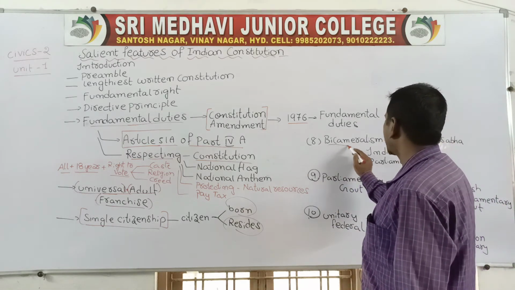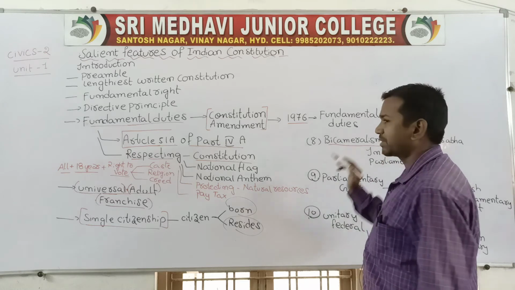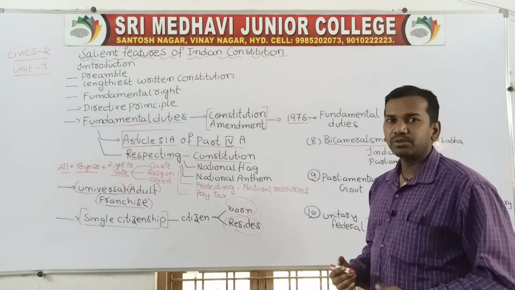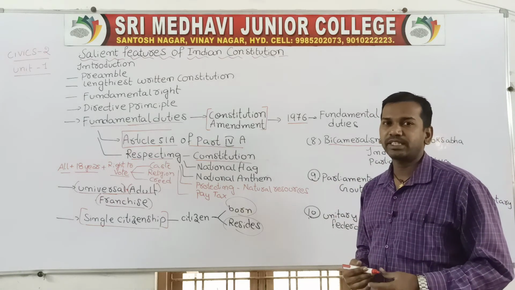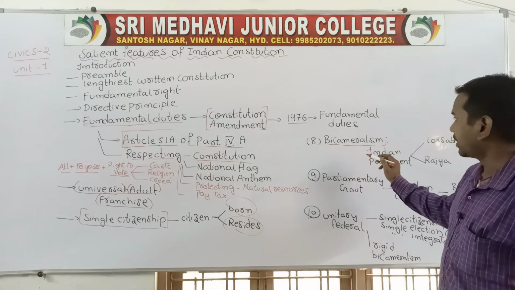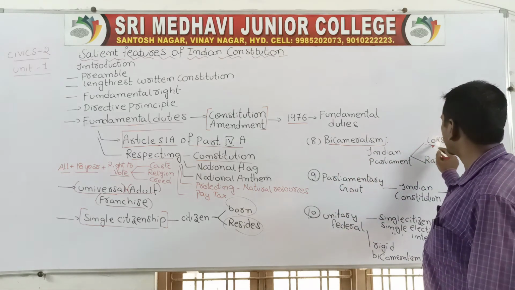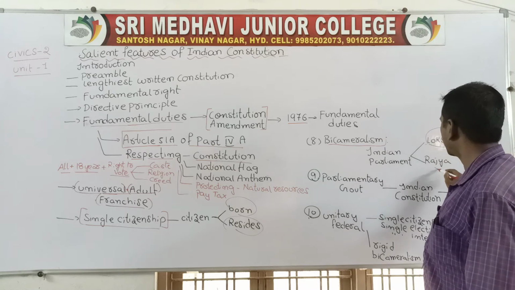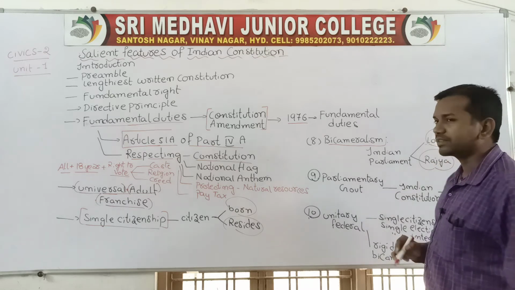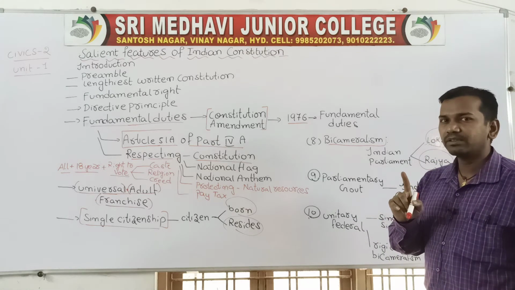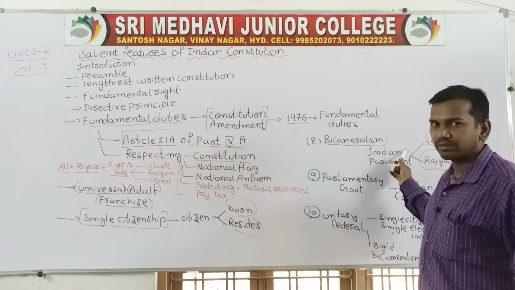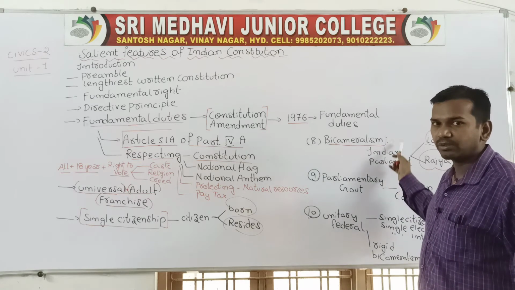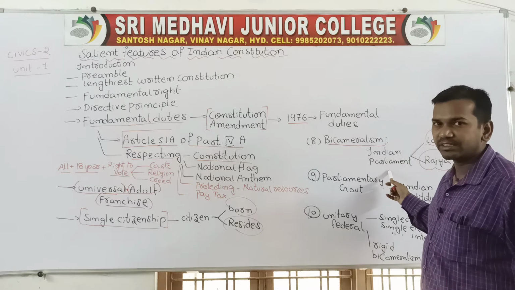Next, India is called bicameralism. Bicameralism means in our country we have two important sabhas. Our Parliament mainly consists of two parts, called Lok Sabha and Rajya Sabha. In many countries they have only one house, but we have two houses in our Parliament.